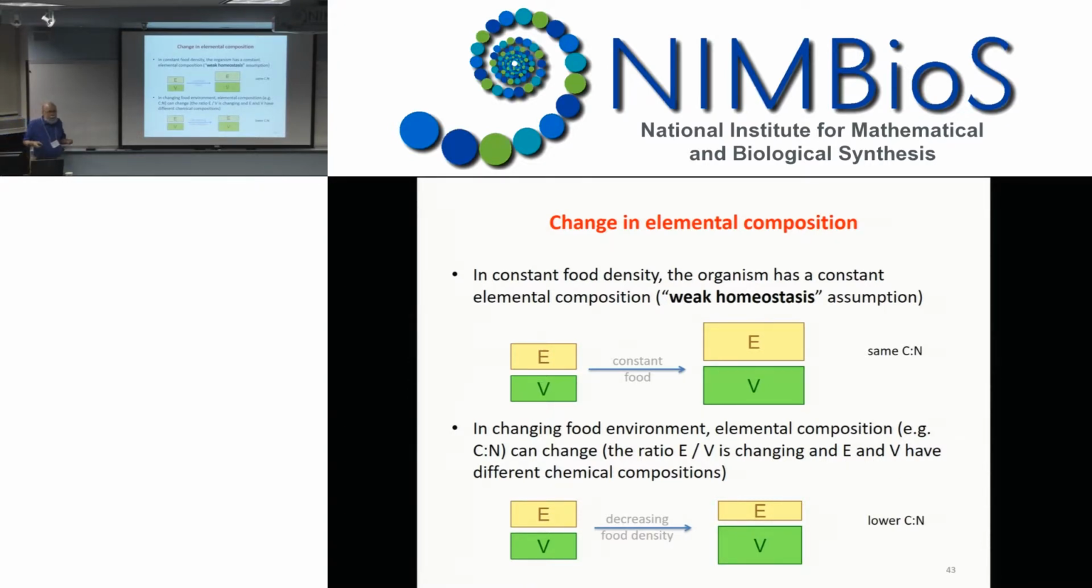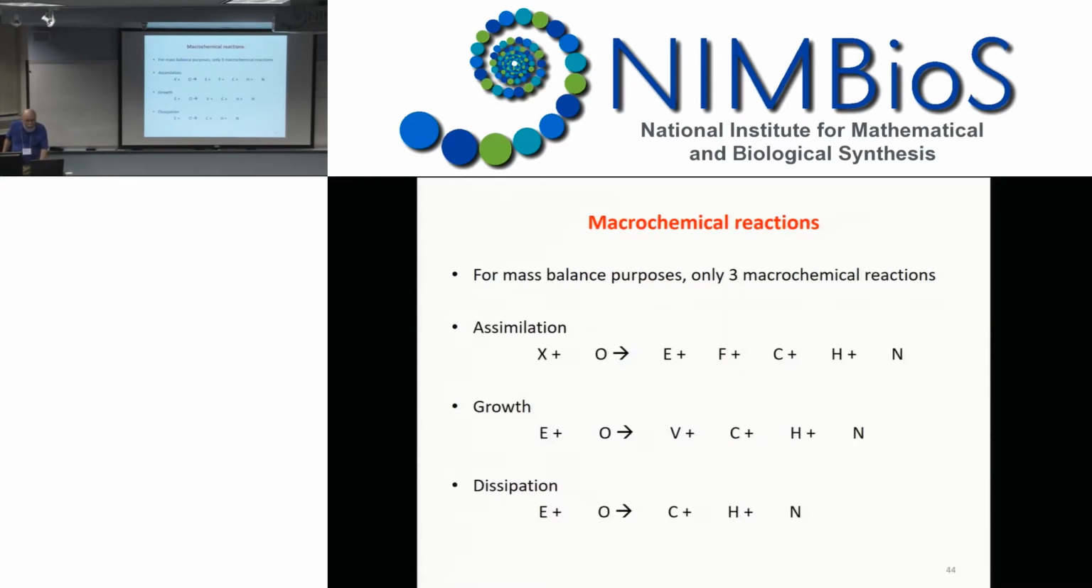If you actually want to derive the equations for these balances, you have to write down some chemical equations. These are commonly referred to as macrochemical reactions. I'm writing them initially here as unbalanced: if there is some energy required in the process of assimilation, food with an input of oxygen gives you a whole bunch of both organic and mineral products. Likewise, the growth process, likewise, the dissipation.